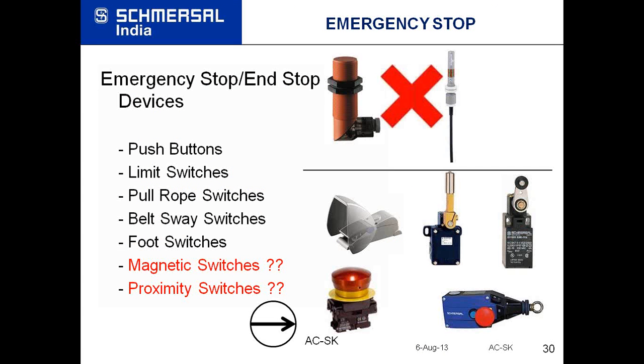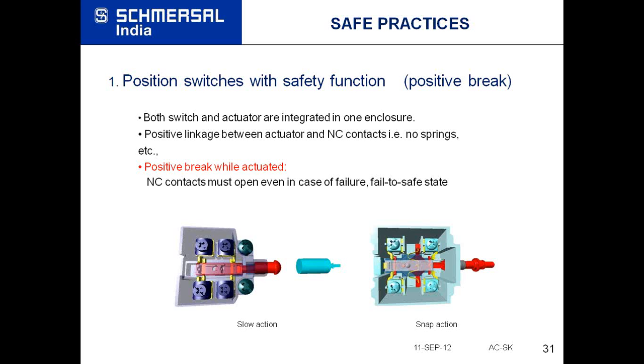Okay. Now let us understand what is the meaning of this symbol. This symbol means that the contacts inside this electromechanical device are positive break type. When I say positive break, it means the NC contacts which are used for stopping the machine will positively break if you apply force on it.